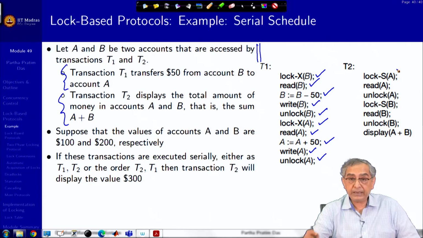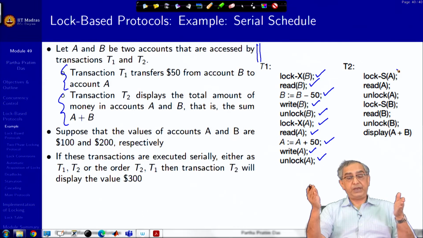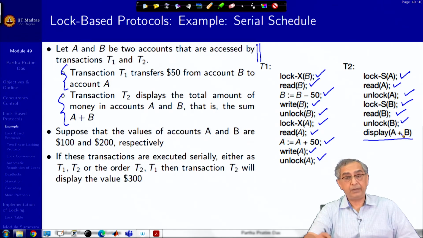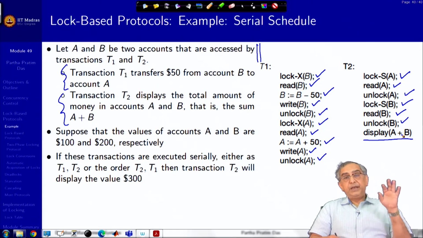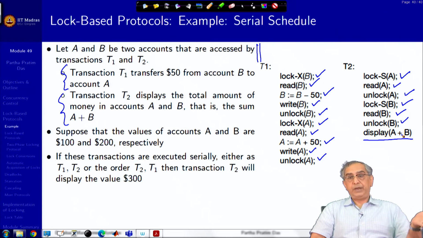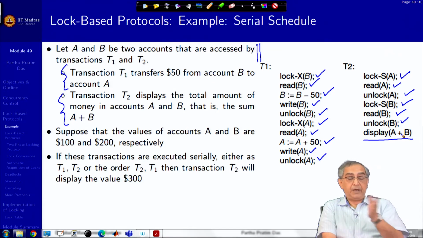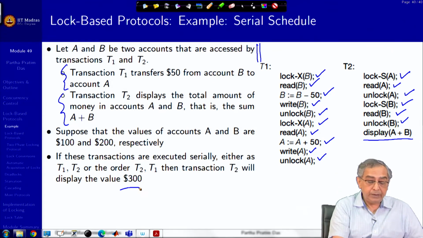And the other one has to print the value of A plus B, so it is not going to change anything. It uses a shared lock, reads A, unlocks, takes a shared lock to read B, unlocks, and displays the value. If you execute them serially, either as T1 followed by T2 or T2 followed by T1, you will always get the correct value of 300. If you do T1 followed by T2, you will have 150 plus 150. If you do T2 first and then T1, you will have 100 plus 200. In both cases, the result will be 300, which is correct.